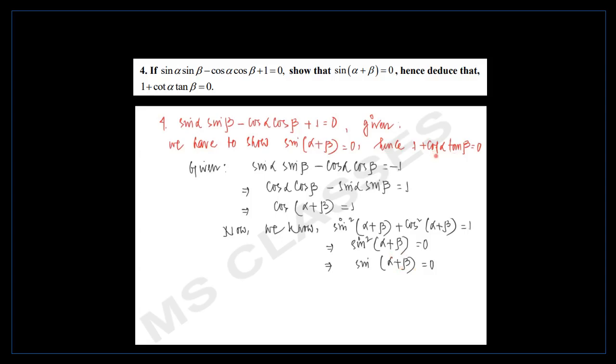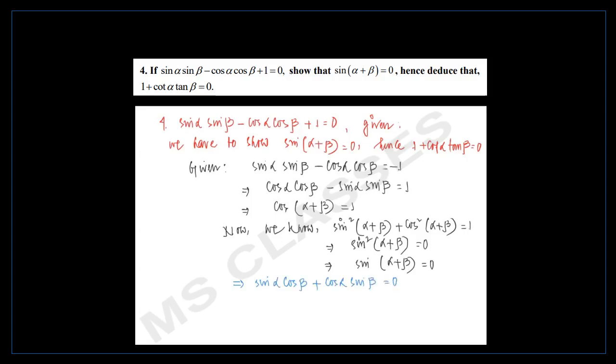Next, 1 plus cot alpha tan beta equal to 0. How? Simply split up this one. Since we have been told "hence deduce", that means from this one we have to come to this one. We'll simplify this one, that means we'll expand it by following the formula. Sin alpha cos beta plus cos alpha sin beta equal to 0.